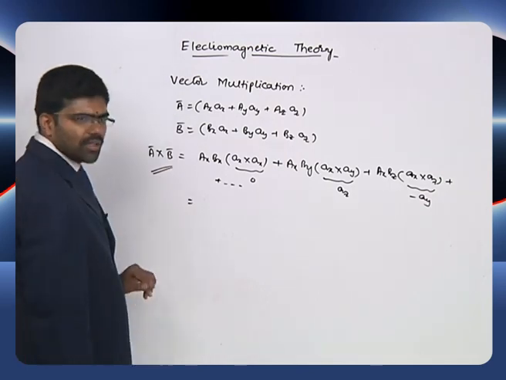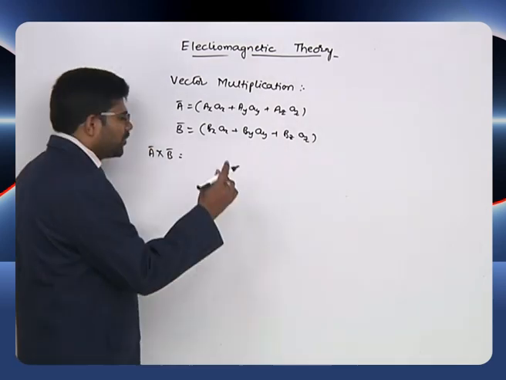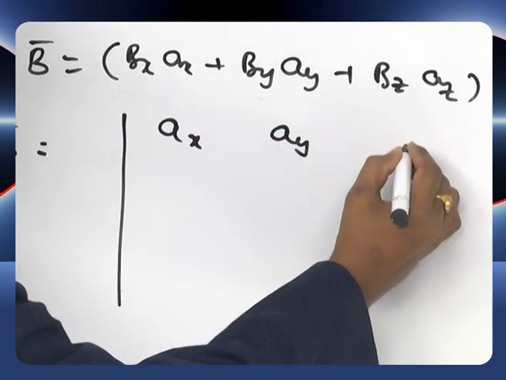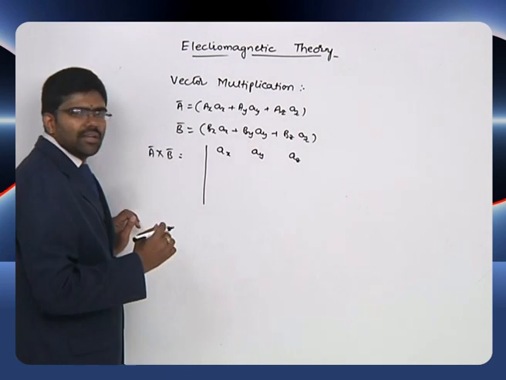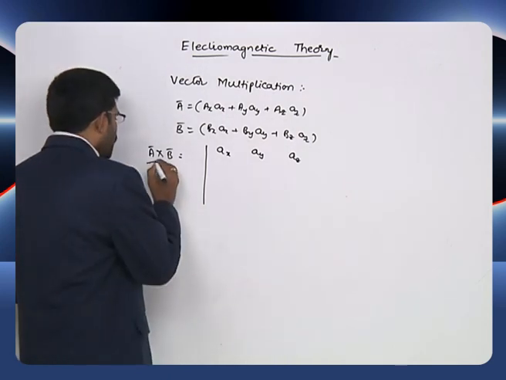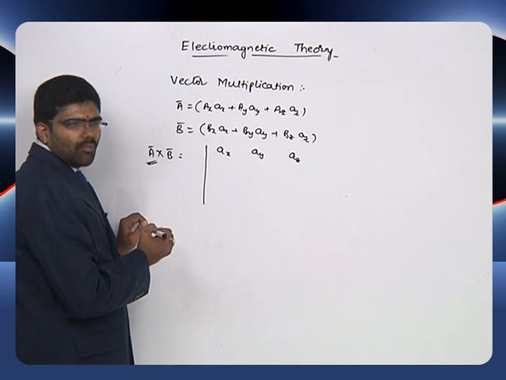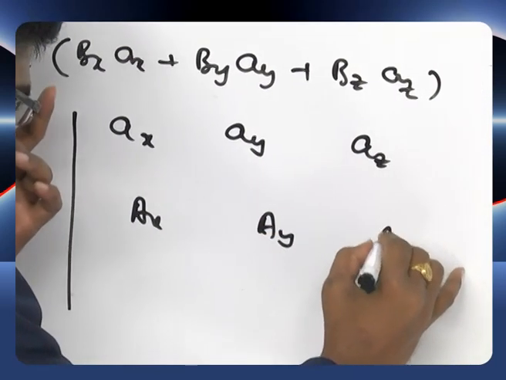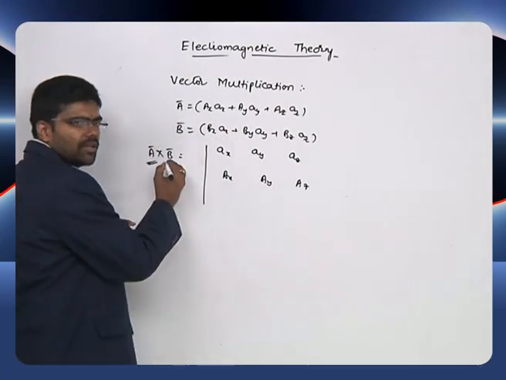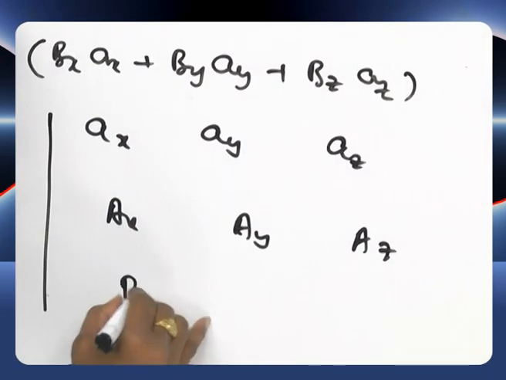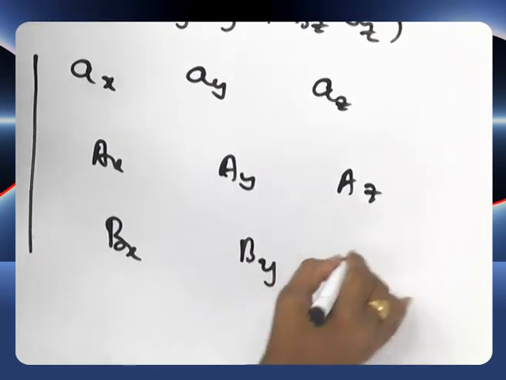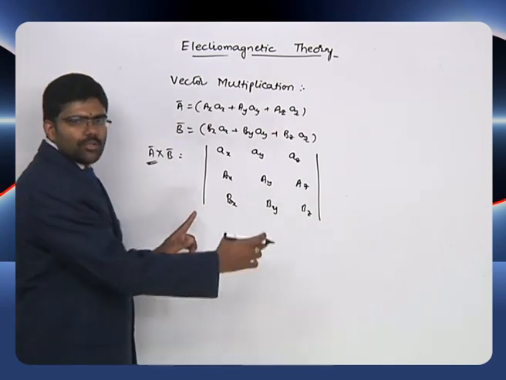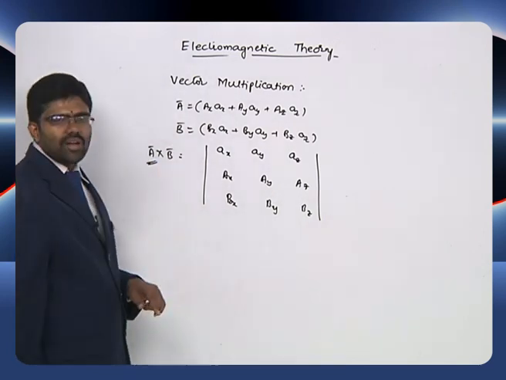How to write down the determinant? Simply the determinant can be written like this. First you write down the unit vectors in all directions, that is ax, ay, az in the respective order. Next write down the components of the first vector: ax, ay, az. And the components of the second vector will be written here: bx, by, bz. If you calculate the determinant of this one, that is the result of your a bar cross b bar.